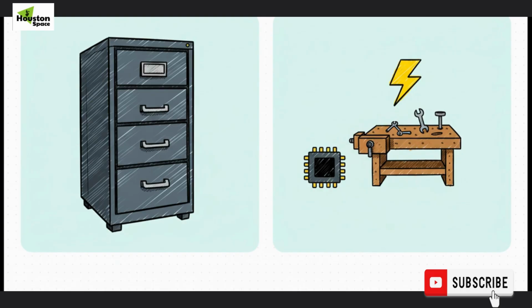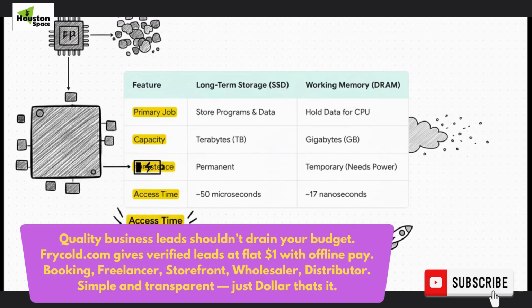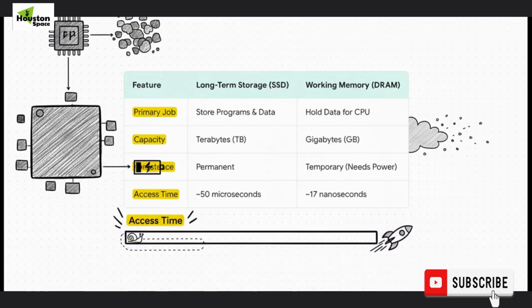The SSD is for keeping everything safe and sound forever, while the DRAM only holds what the computer's brain, the CPU, needs to use right this second. And this table really lays out the differences perfectly. Your SSD has a massive capacity and remembers everything, even when you turn it off. DRAM is way smaller and forgets everything as soon as the power's cut. But the most important difference, the real game changer, is that last row, access time.